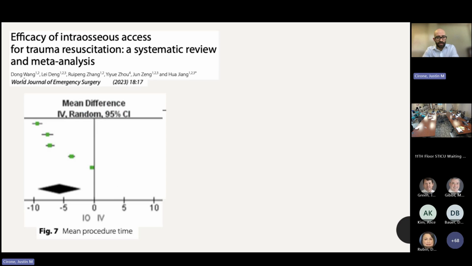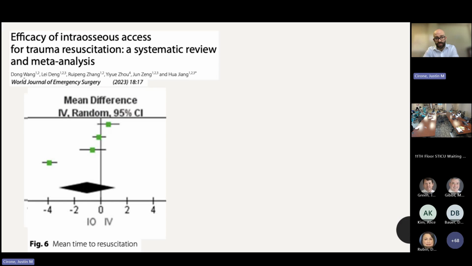And again, when you're talking about seconds in resuscitation and seconds in terms of whether or not someone lives or dies, this is an incredible amount of time. I've spent less time in the trauma bay altogether with patients who have been dropped off in hemorrhagic shock, who get dropped off, leave the trauma bay and go to the operating room in less time than it takes to do this. And the mean time to resuscitation is still in favor of IO.